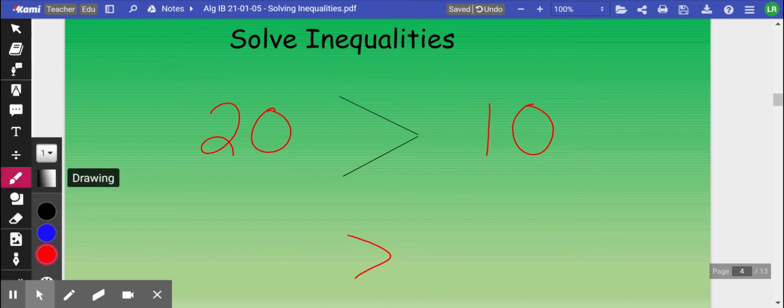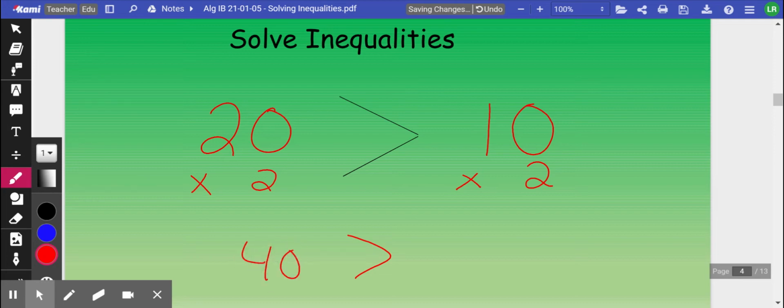Okay, now let's use multiply. Multiply by 2. What's 20 times 2? 40. 10 times 2. Does that still work? Is 40 greater than 20?